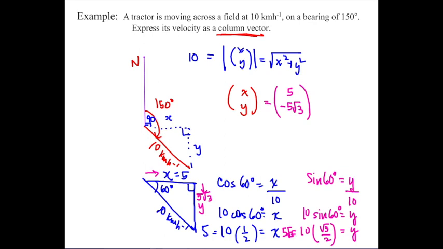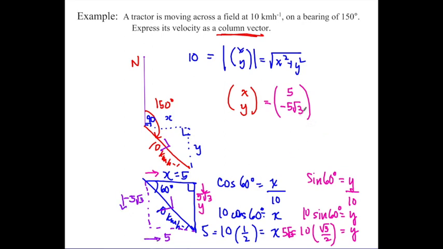Now, of course, you can also represent that vector by going this way first and that way, right? But since the tractor is moving in this direction, we can't go the other direction. So I can't go from here going there. We need to follow the direction of the tractor. So that would give me the same thing, 5 this way and 5 root 3 this way. And since it's going down, that's negative, and since it's going to the right, that's positive.